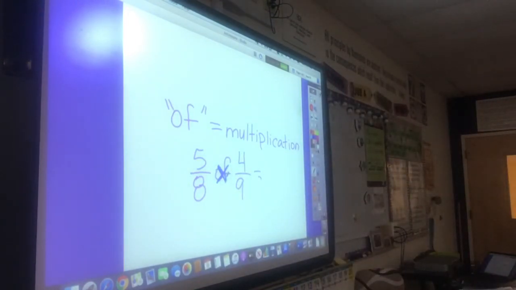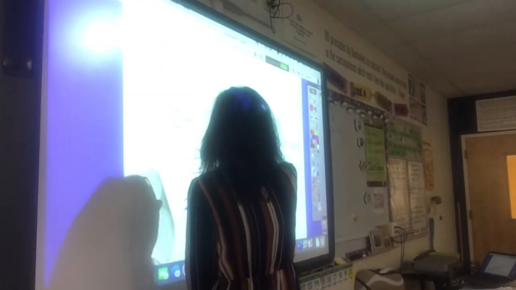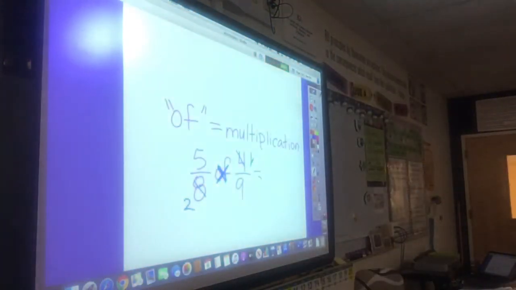So we can cancel the 4 and the 8 on this problem. And so what happens to the 4 and the 8? Harrison? The 8 turns into a 2, and the 4 turns into a 1. Right, 4 goes into itself once, and 4 goes into 8 twice. Now all we do is multiply. And so what do we get for this one? Maya? 5/18. Okay.